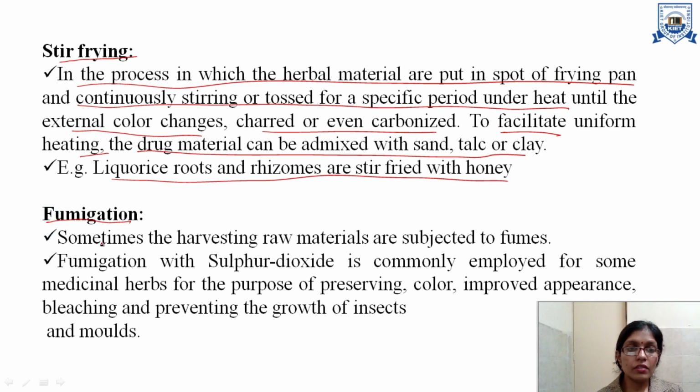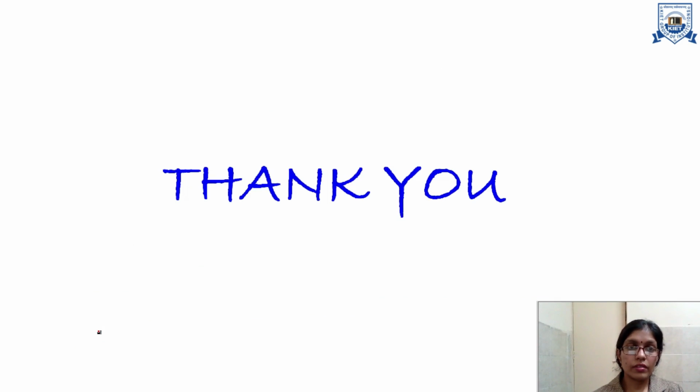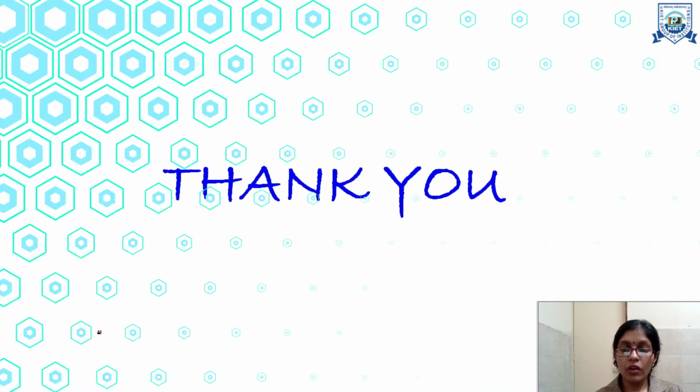Then fumigation. Sometimes the harvested raw materials are subjected to fumes. Fumigation with sulfur dioxide is commonly employed for some medicinal herbs for the purpose of preserving color, improving appearance, bleaching, and preventing the growth of insects and molds. So that's all with the primary and secondary processing of crude drugs.